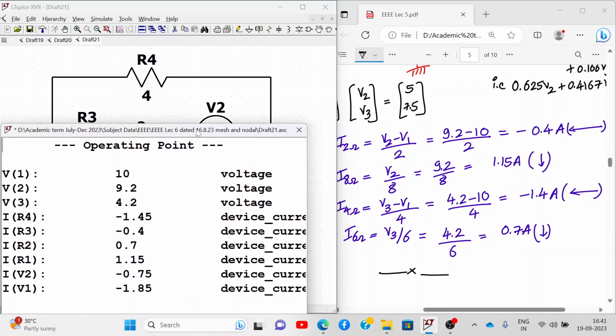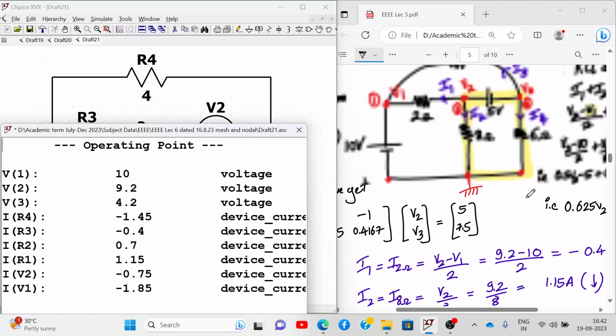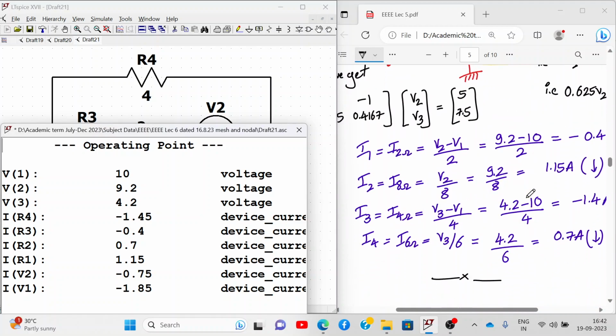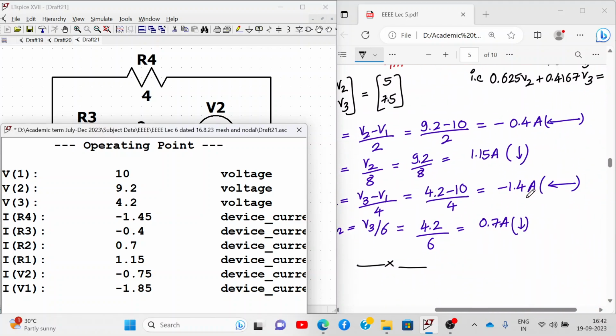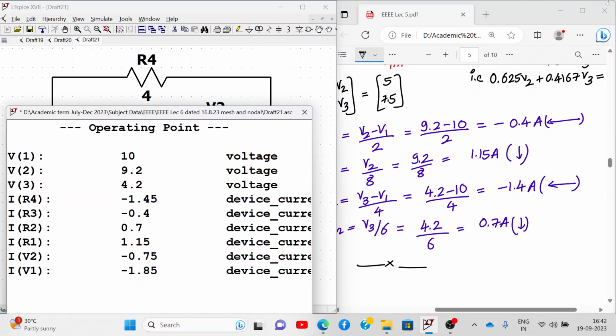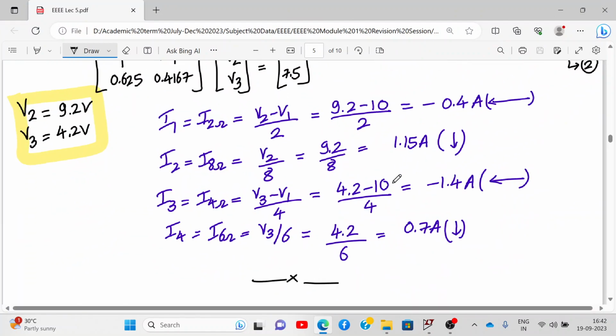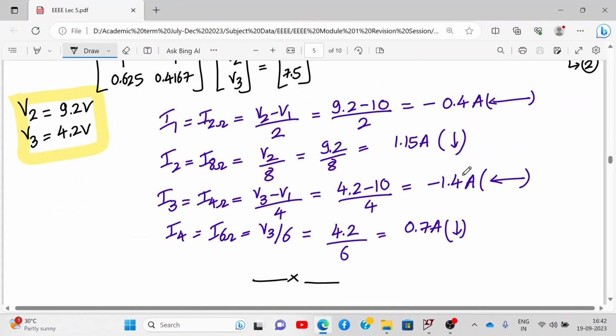I of R4. R4 is a 4 ohm resistance. It will be 1.45, 0.4, 1.15, and 0.75. In these answers, here it is 1.45, so 1.5 is missing. Let me write over here. Let me check with the calculator first.